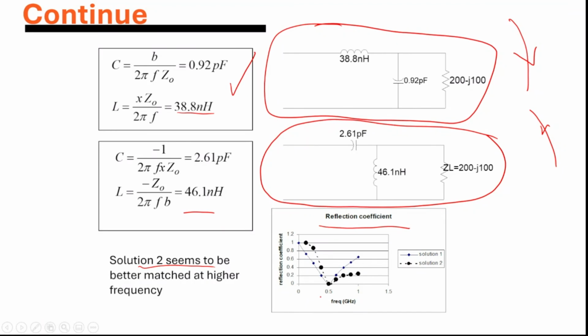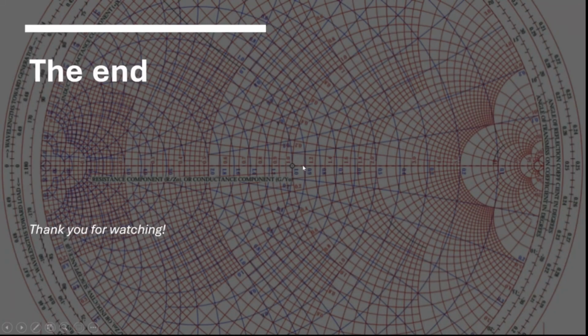So it goes to show that there can be more than one solution to the impedance matching technique for one problem. You can use either solution as long as you follow the rules of movement along the Smith chart. So that's it for this video.